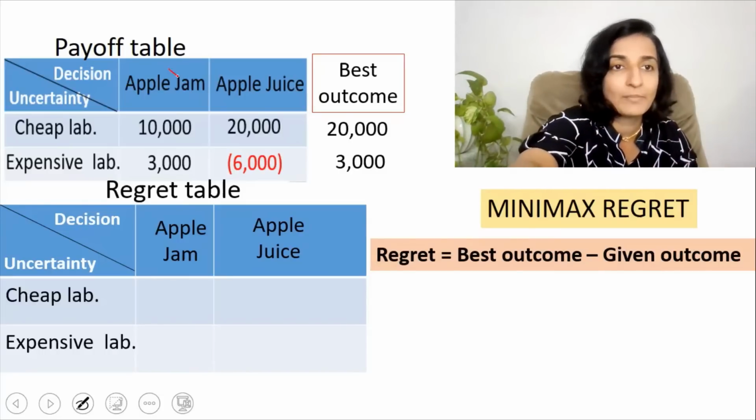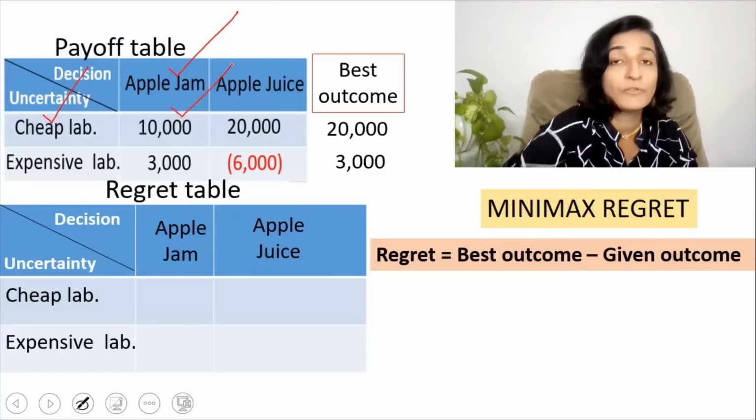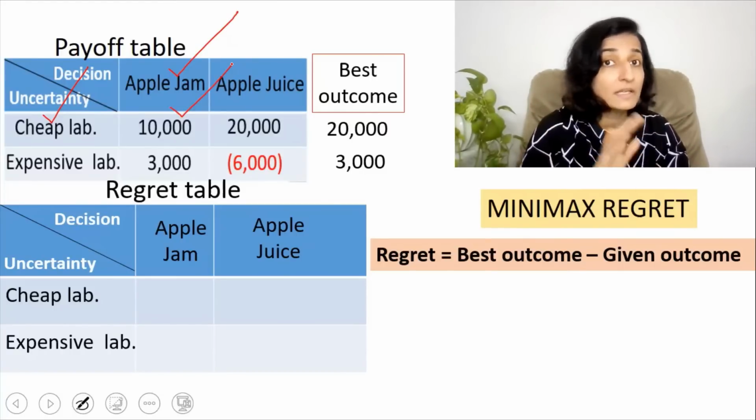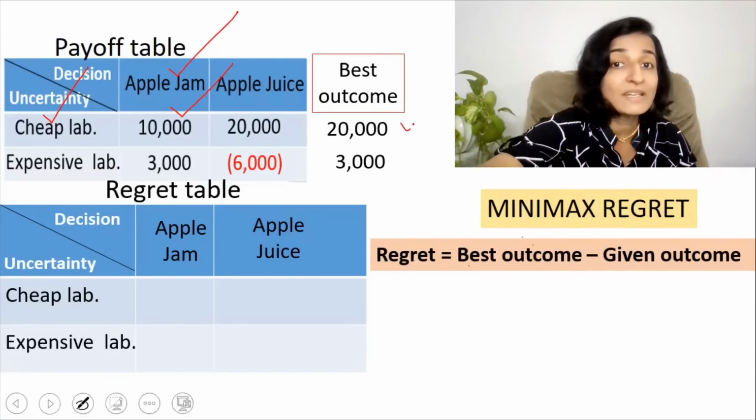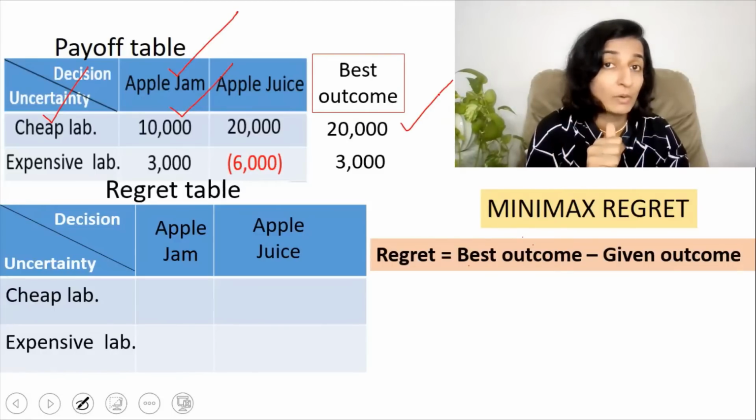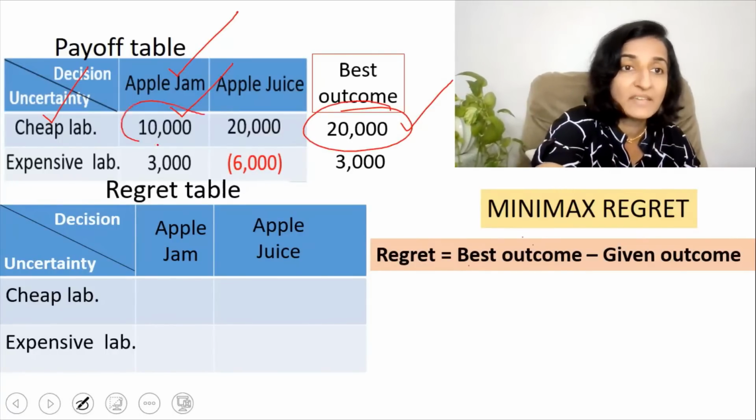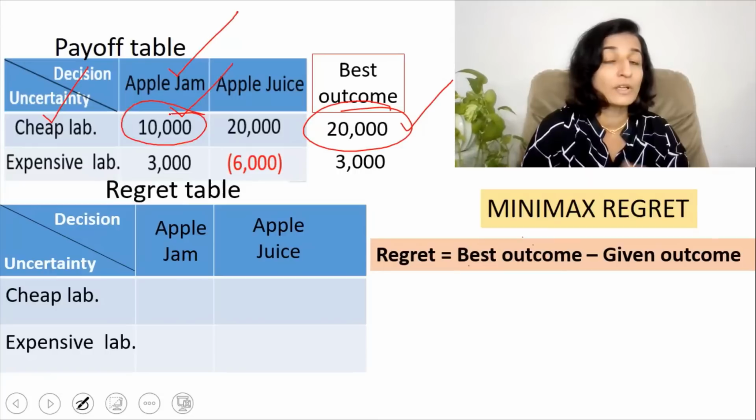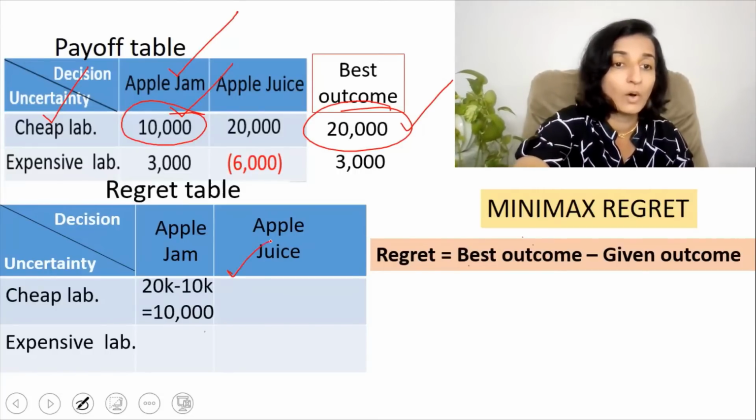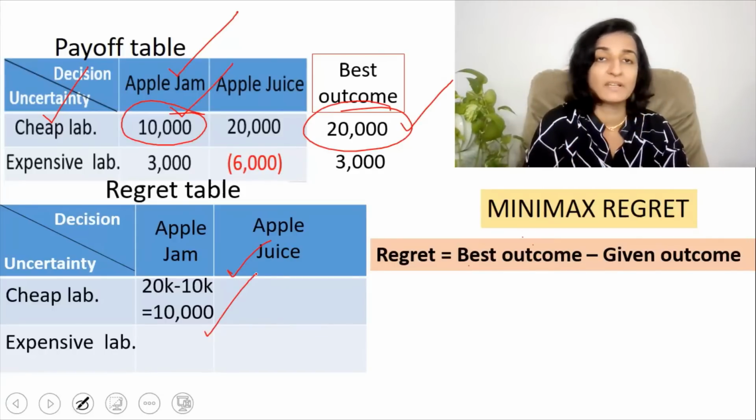If Adam starts the apple jam business and if he gets cheap labor, then he gets a profit of $10,000. But was that the best outcome in that particular uncertainty? No, the best outcome was to get $20,000. So Adam will feel sad or regret for how much amount? It will be $20,000, which is the best outcome, minus the given outcome of $10,000. So what is his regret? It is $20,000 minus $10,000 or $10,000 is the regret that Adam will feel in that particular situation.